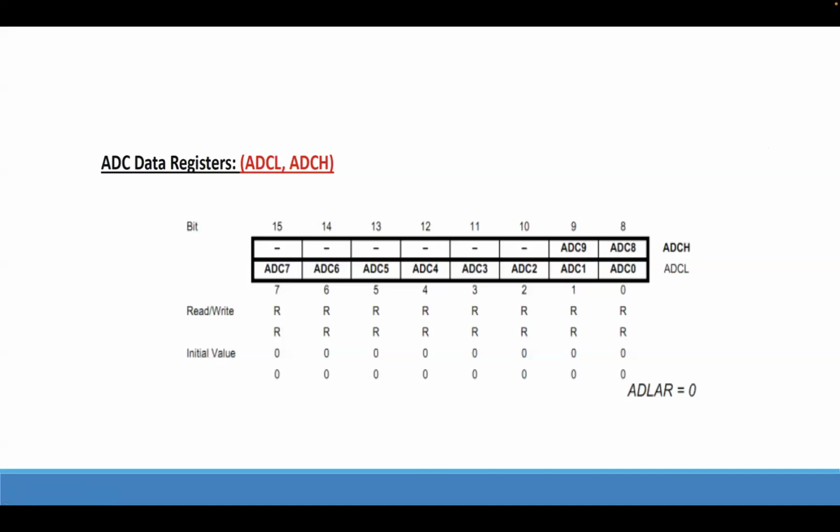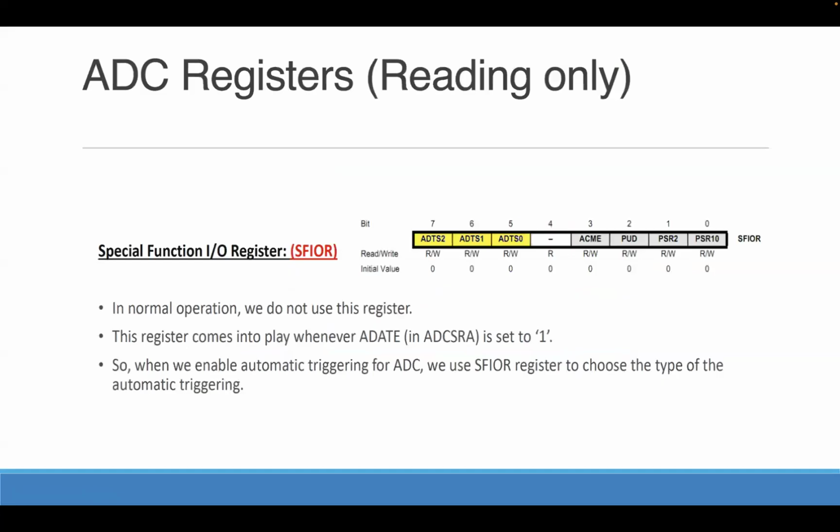And take care that this register is read-only, and you read from it the digital value of our analog signal converted by the ADC. Then we have this register. It's called a special function IO register. This register is operating only on the status of using the auto triggering for the ADC.